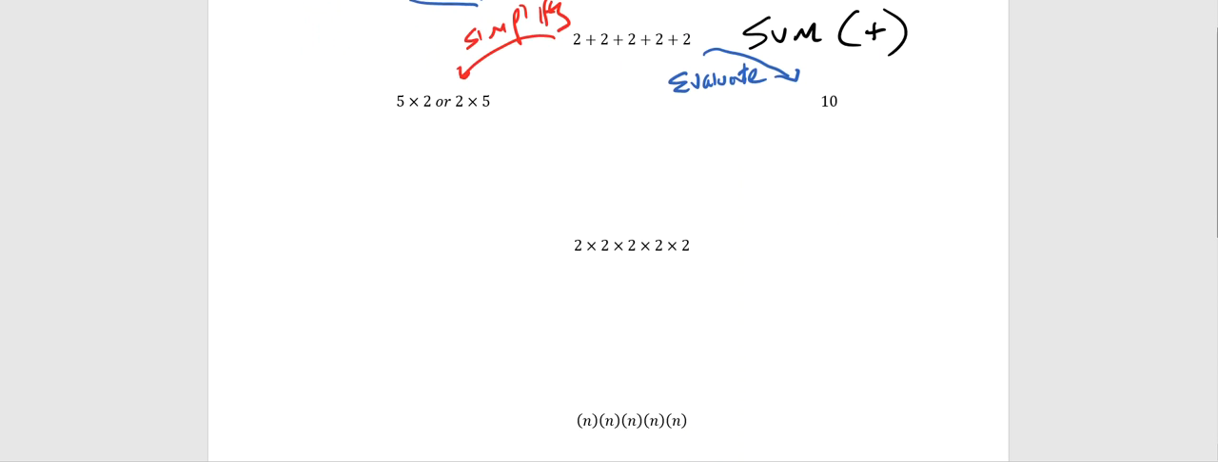If we wanted to take it to the next step, then what we are now doing is evaluating. So here, when we actually calculate what 2 plus 2 plus 2 plus 2 plus 2 is, simplified as 5 times 2 or 2 times 5, we evaluate it as a value of 10. We find the value of it. So that being said, we can apply the same concepts to an expression that starts out as repeated multiplication.